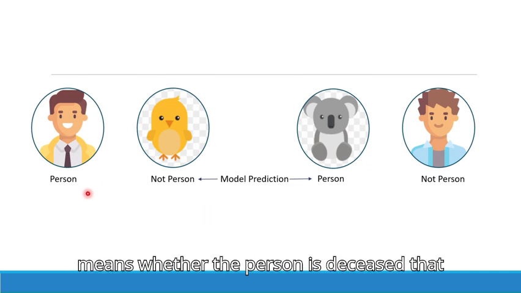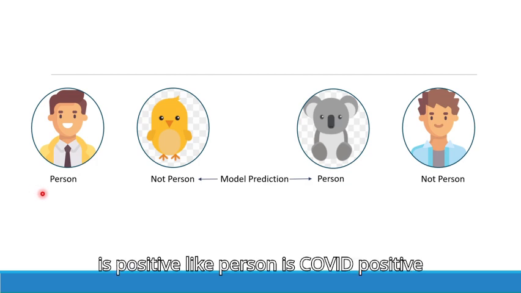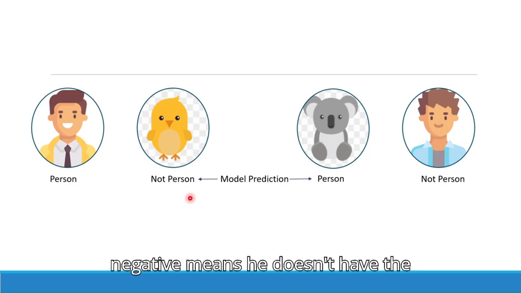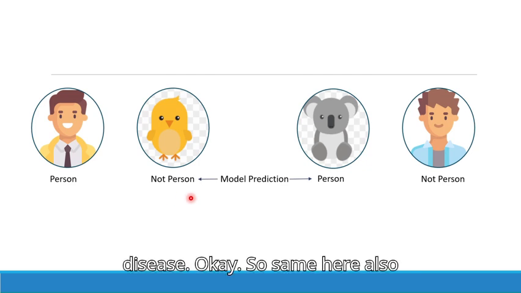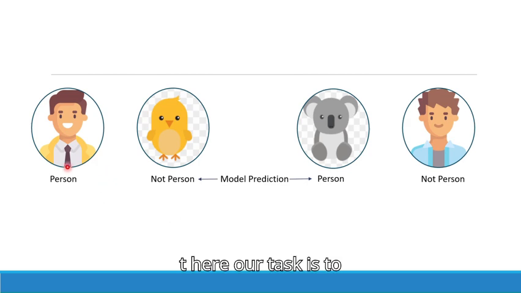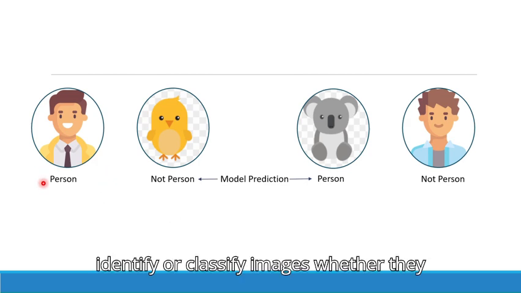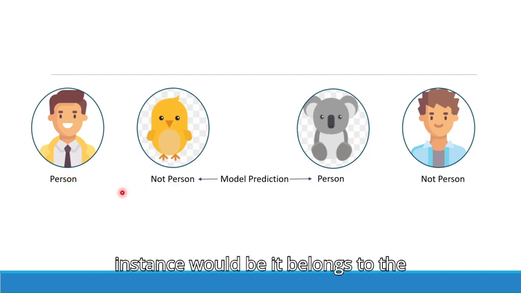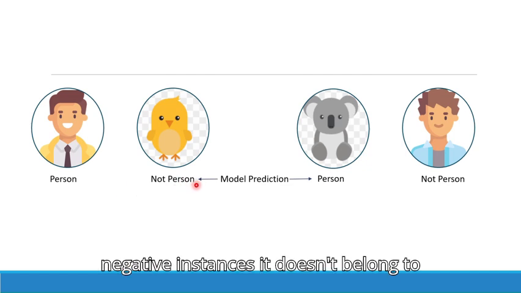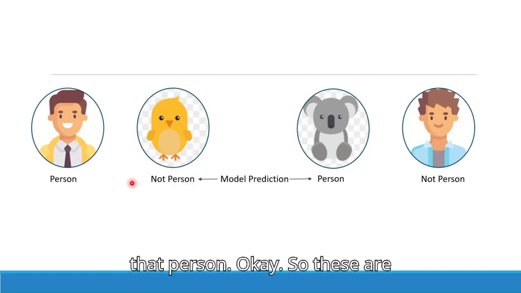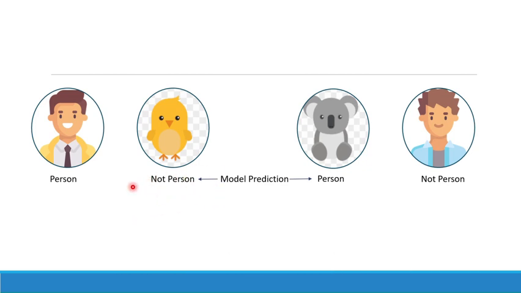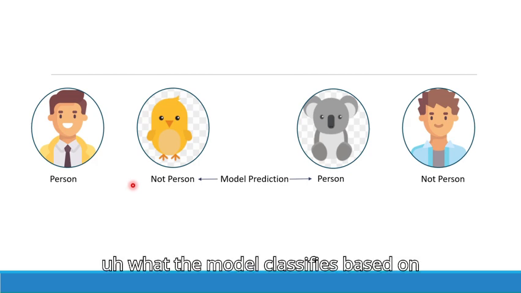Positive instance means whether the person is diseased, that is positive. Like person is COVID positive means he has the disease. Person is COVID negative means he doesn't have the disease. Okay, so same here also. Here our task is to classify images whether they belong to person or not. So the positive instance would be it belongs to the person category, the image, and the negative instance is it doesn't belong to a person. Okay, so these are what the model classifies based on images.